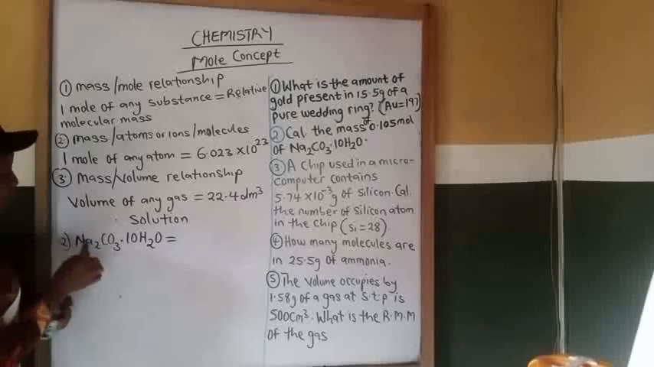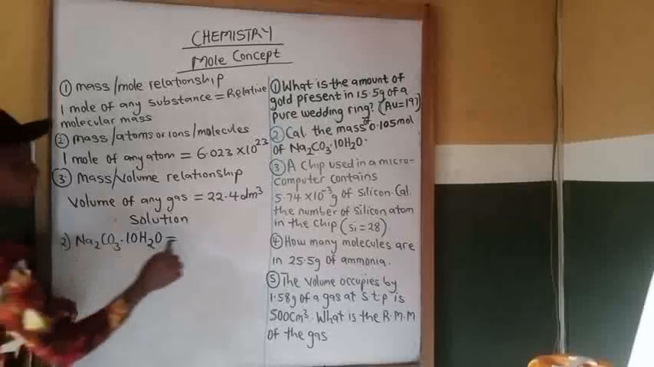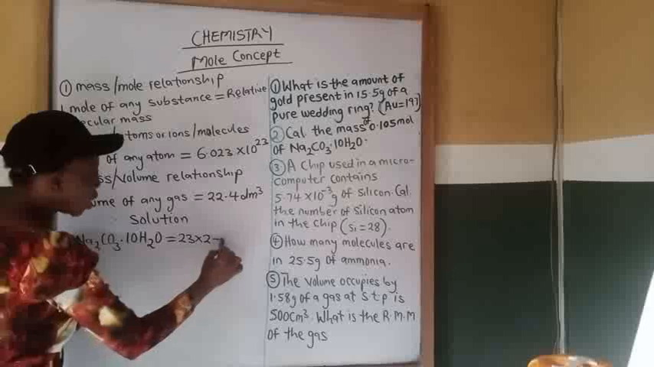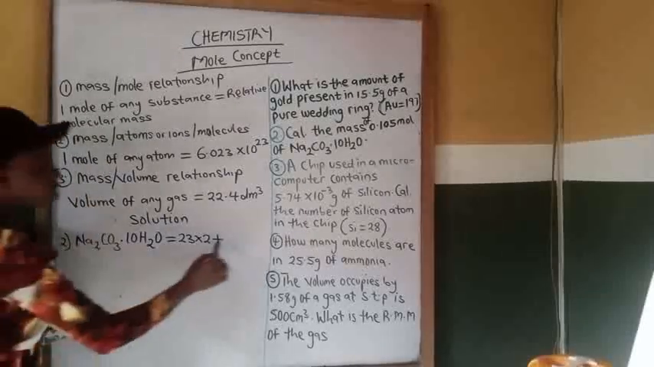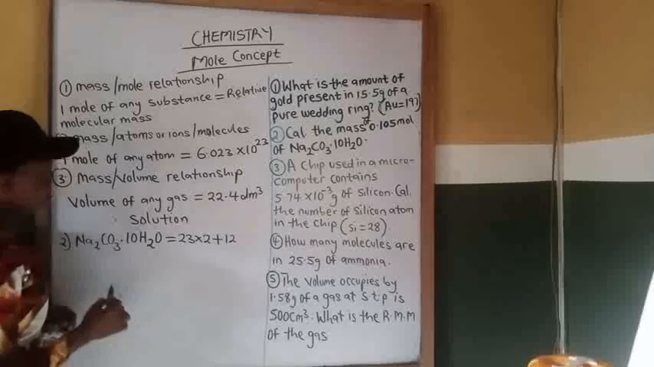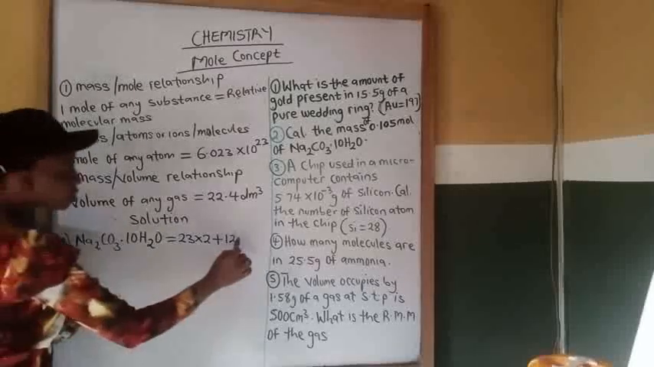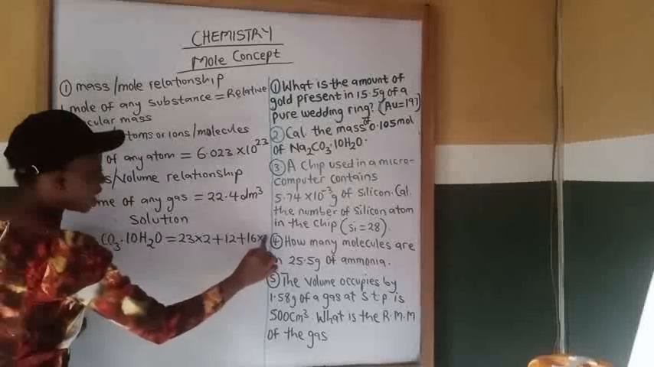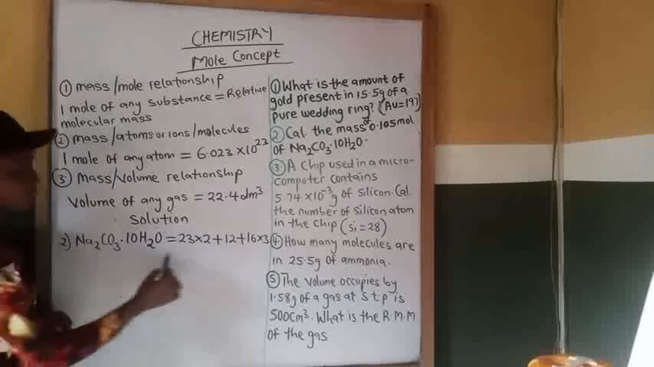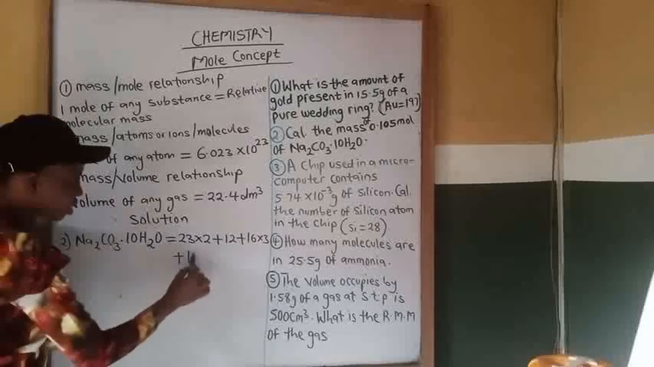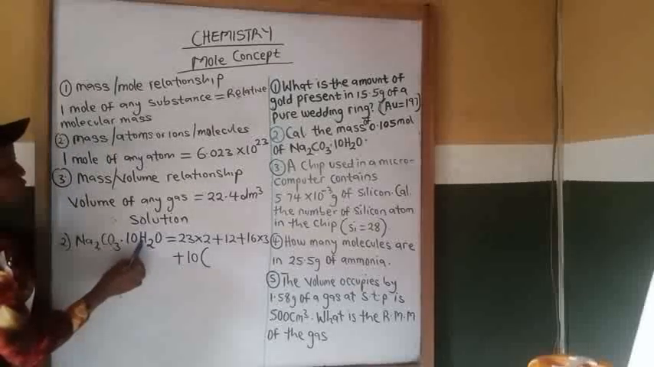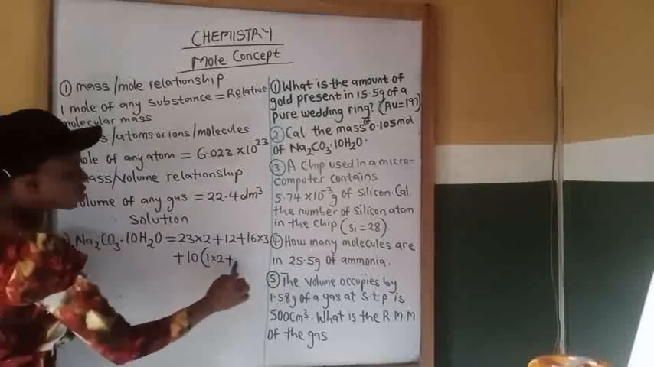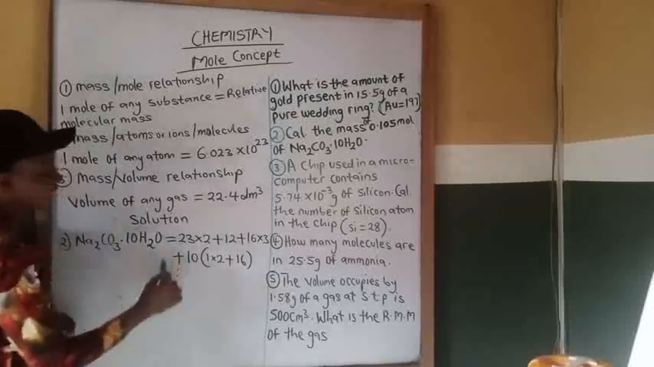So the first element is sodium. Then what is the atomic mass of sodium? That is 23 times 2, we have 2 sodium. Then plus the atomic mass of carbon, which is 12. Then plus the atomic mass of oxygen, 16, times 3, because we have 3 oxygen. Then plus 10 into bracket: the atomic mass of hydrogen is 1, times 2, plus the atomic mass of oxygen, 16.